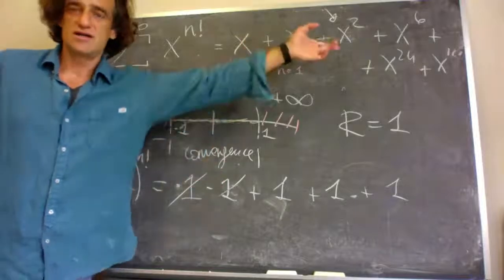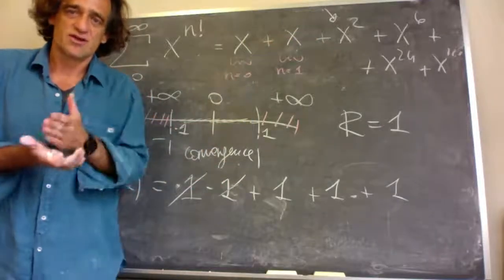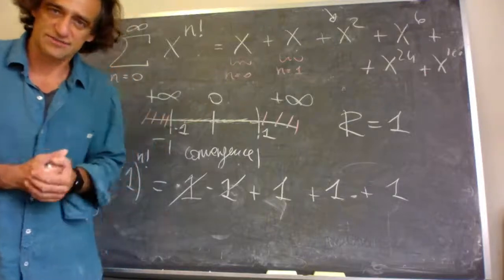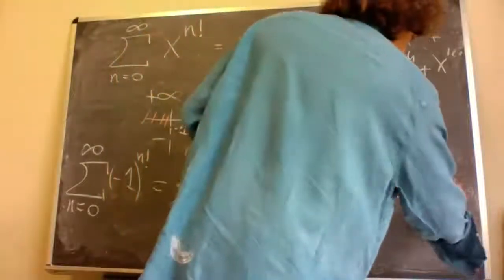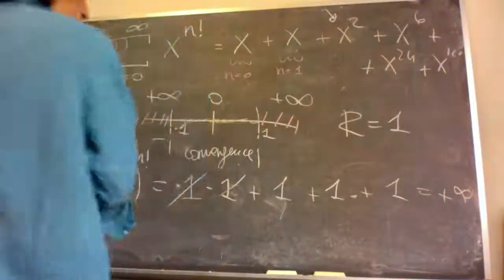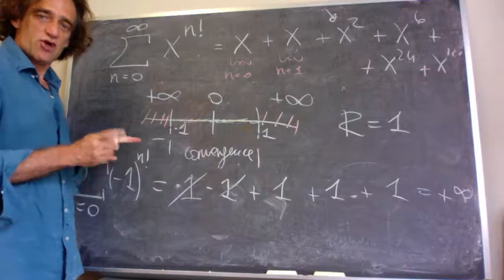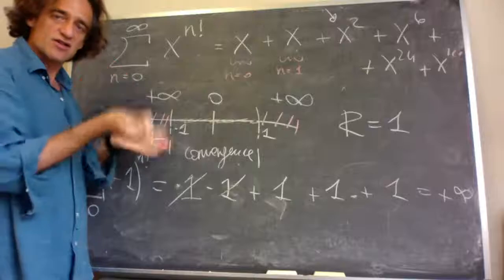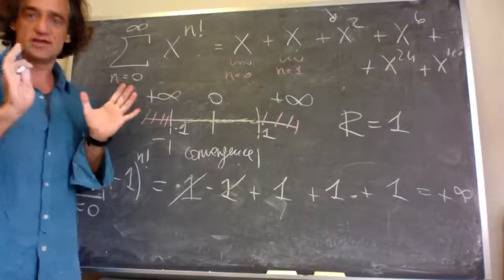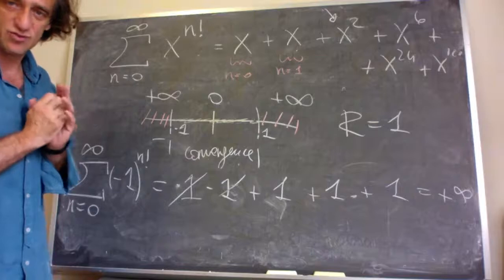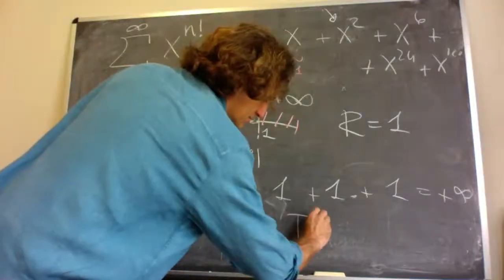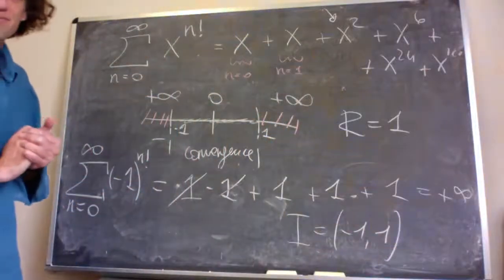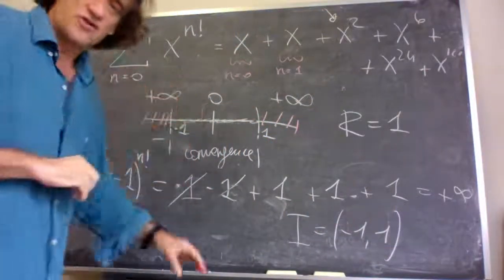Why? Because the power is always even. When you compute the factorials, they are all even except one factorial. So you end up with +infinity again. Therefore, there is no convergence in -1 nor in +1. So the interval of convergence is the open interval (-1, 1). Okay? And this is all for this first exercise.